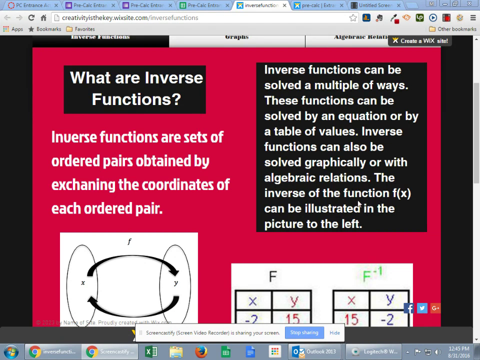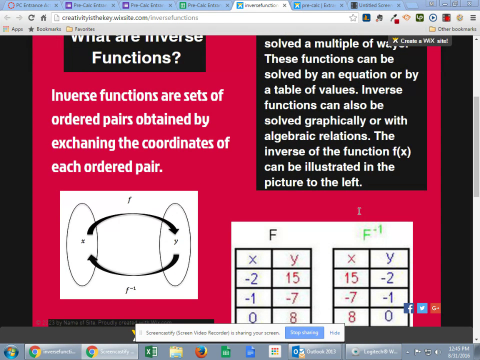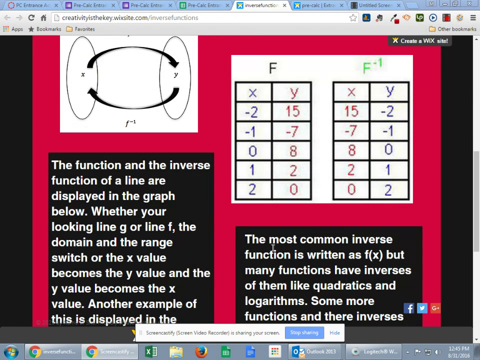The inverse of a function f of x can be illustrated in the picture to the left. So the x and y are interchangeable. There's the table that you can make, and the function and the inverse function of a line are displayed in the graph below. Whether you're looking at line G or at line F, the domain and the range switch, or the x value becomes the y value, and the y value becomes the x value.